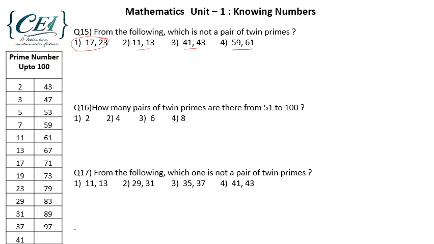How many pairs of twin primes are between 51 and 100? This you should memorize. There are a total of 8 pairs up to 100. Out of that, there are 2 pairs between 51 and 100 and 6 are before 50. Which are these two? This is the first pair. The difference between the two prime numbers is 2. Correct? And this is the second pair. 71 and 73. Correct?